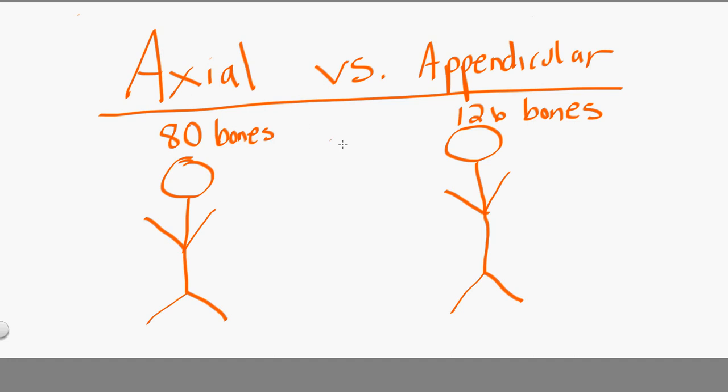Okay, so now this video will take a look at the difference between the axial and the appendicular skeleton. The axial skeleton has a total of 80 bones, and the appendicular has a total of 126, making the entire human skeleton, adult skeleton we're talking about here, a total of 206 bones.